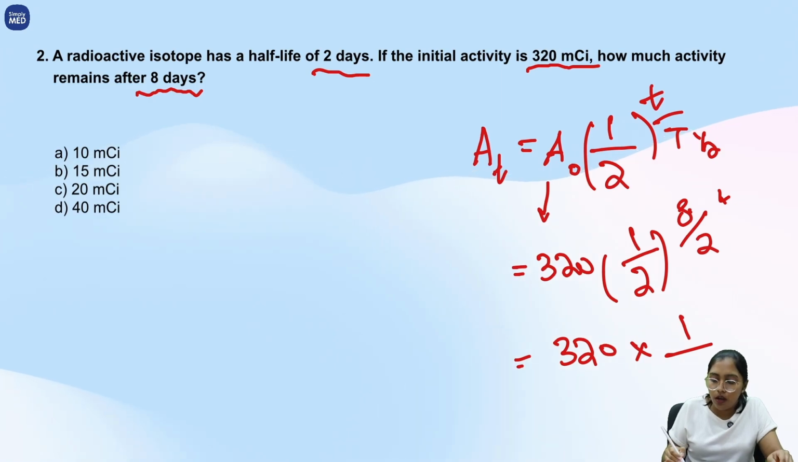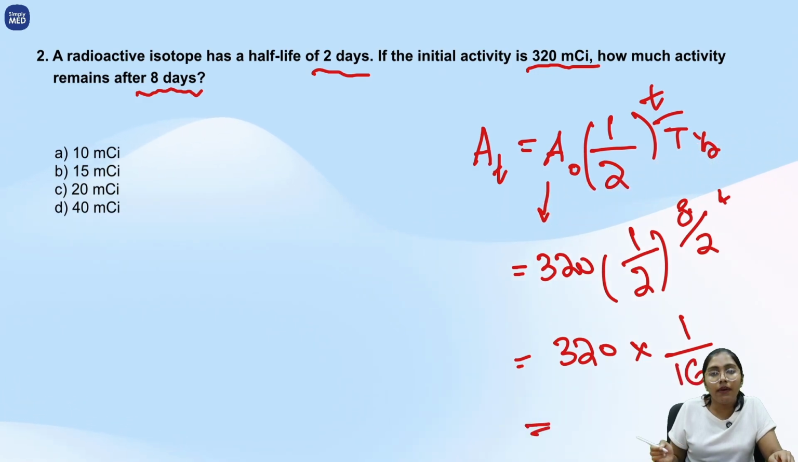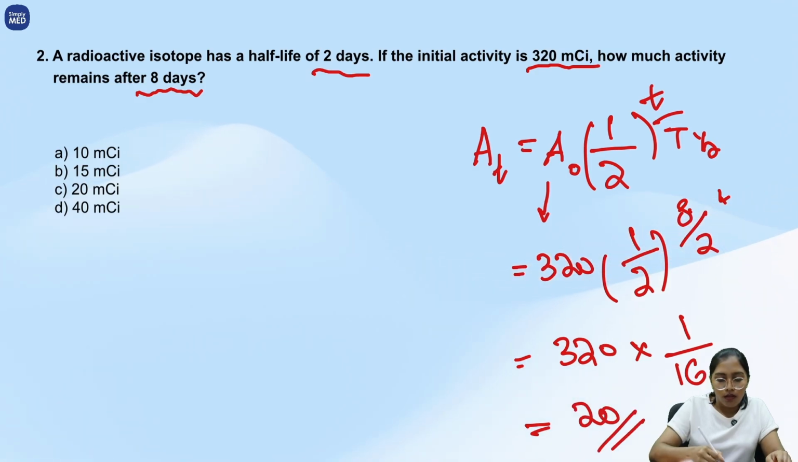2 raised to 4 is how much? 2 into 2 into 2 is 8, into 2 is 16. So 1 by 16. So 320 by 16 is 20. Okay, so we've got the answer, option C.